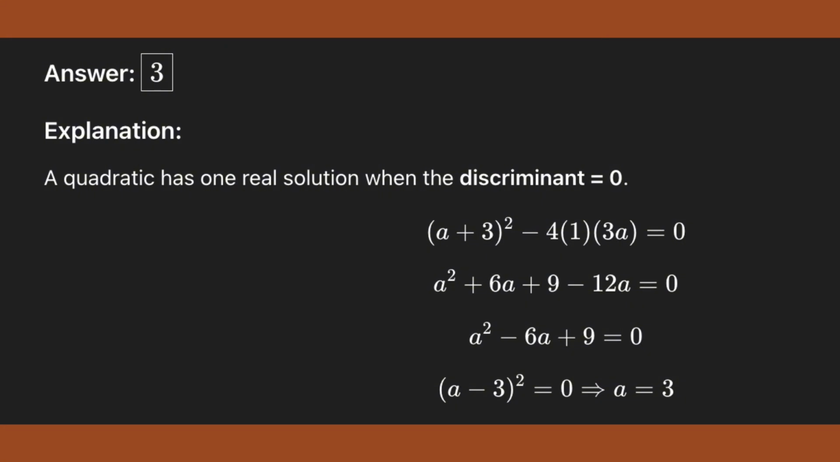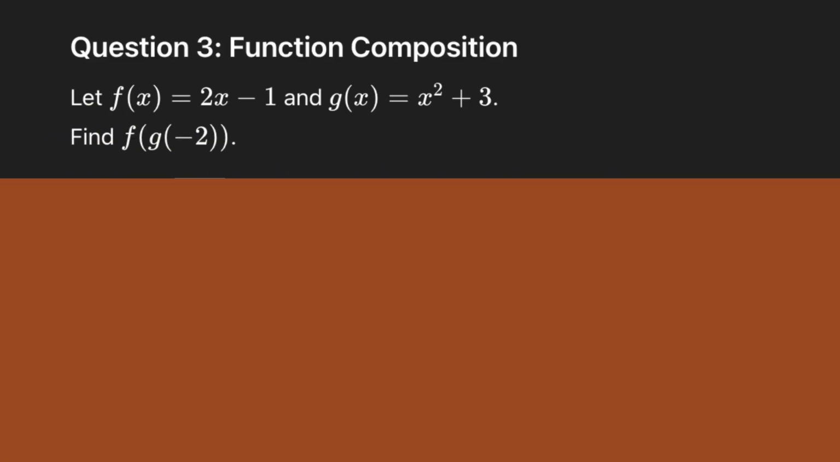A quadratic has one real solution when the discriminant is 0. And then here are a couple of steps that you can follow and look along to see if you did your math right.